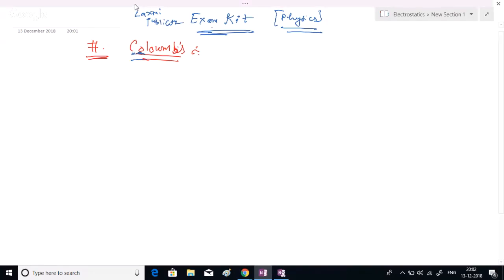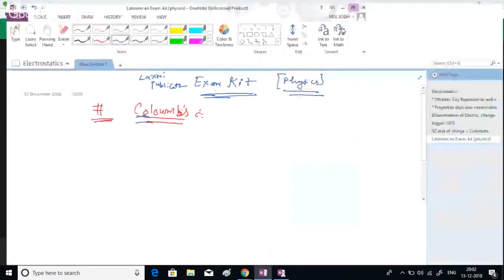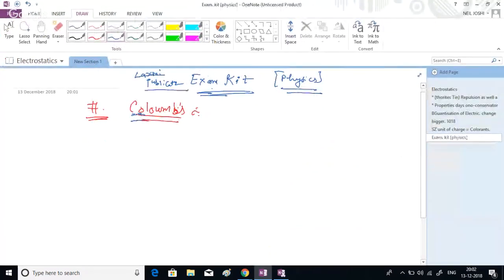Okay, so this is a very good book for that. If it's possible for physics, just buy this book. Yes, sir. I will buy the book.